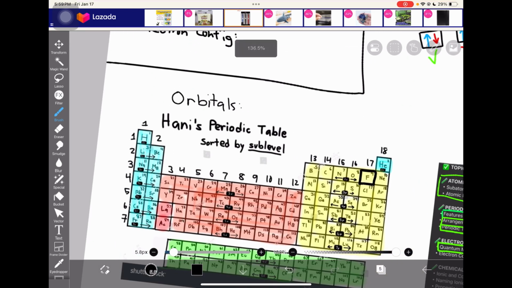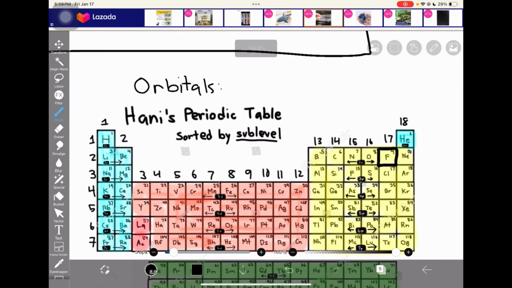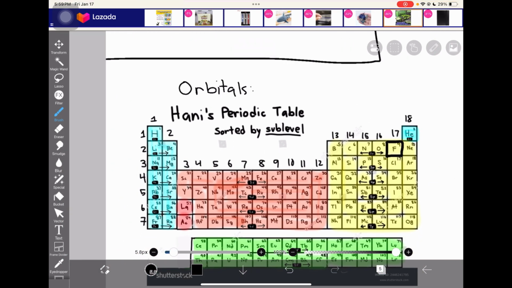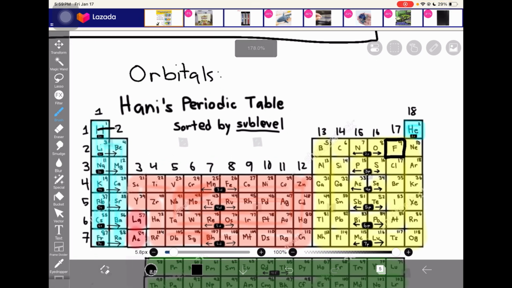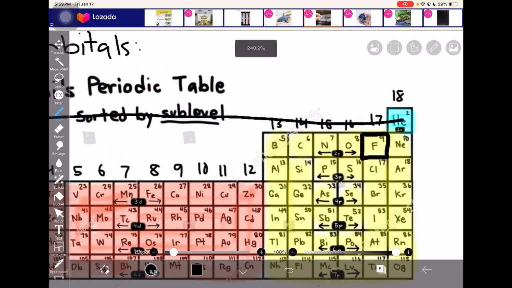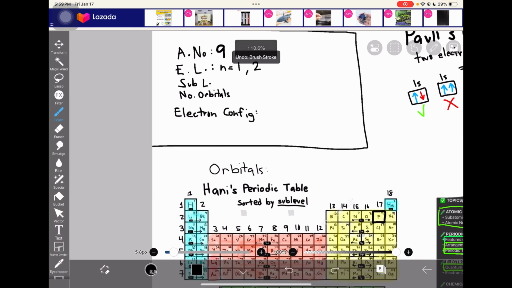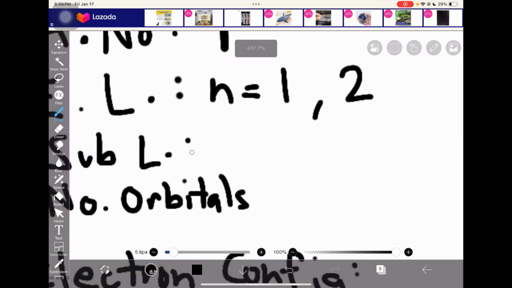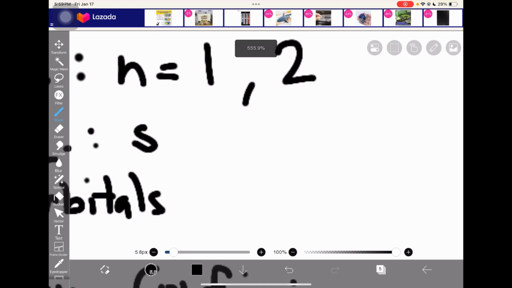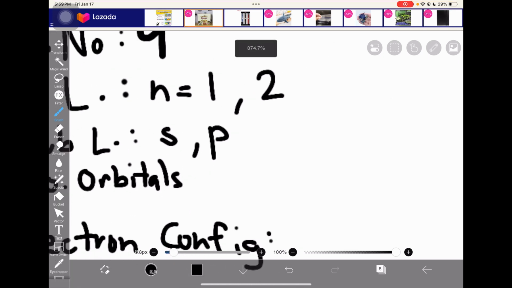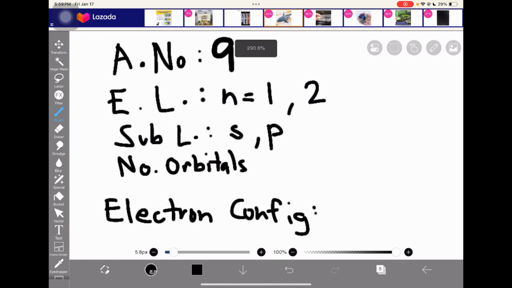Now the sublevels. Let's see how many colors, just colors for now, not orbitals. We have blue over here for S, blue once again for S, and we finally arrive here at fluorine, and we discover a new color, yellow. So S for the blue and the P sublevel for the yellow. We now have 2 sublevels.